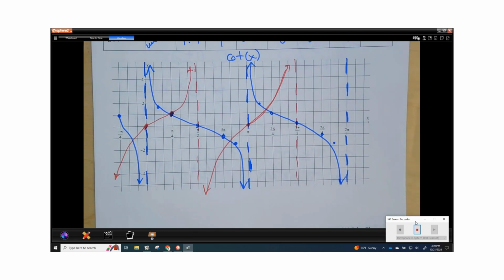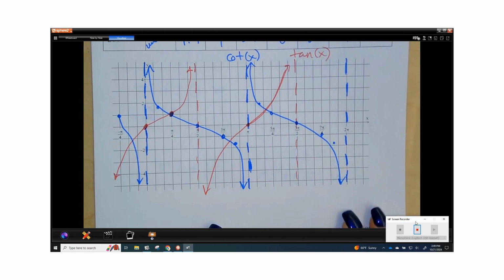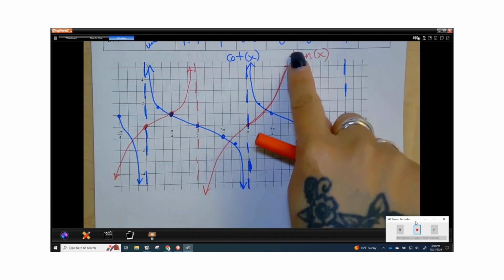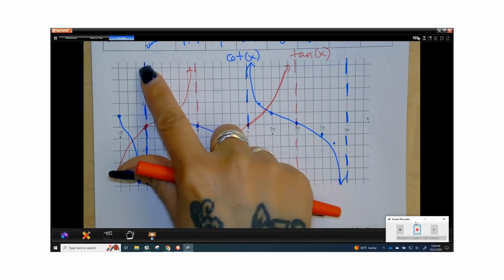So the red is tangent, and the blue is cotangent. So they cross over each other. I think in class I didn't show them that way. I used the same asymptotes. So I'm glad I'm doing this in video that you could see the difference now. They have different asymptotes, and tangent is increasing, reading left to right, and cotangent is decreasing. Left to right, it starts up and then it goes down.